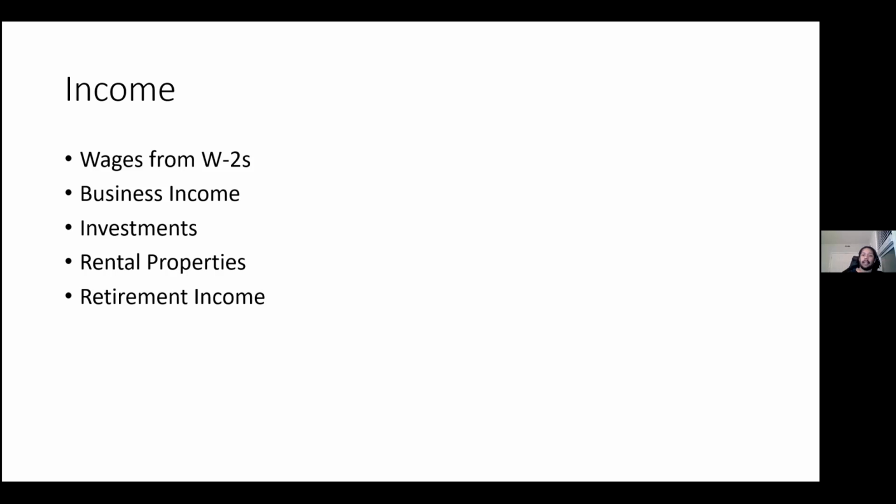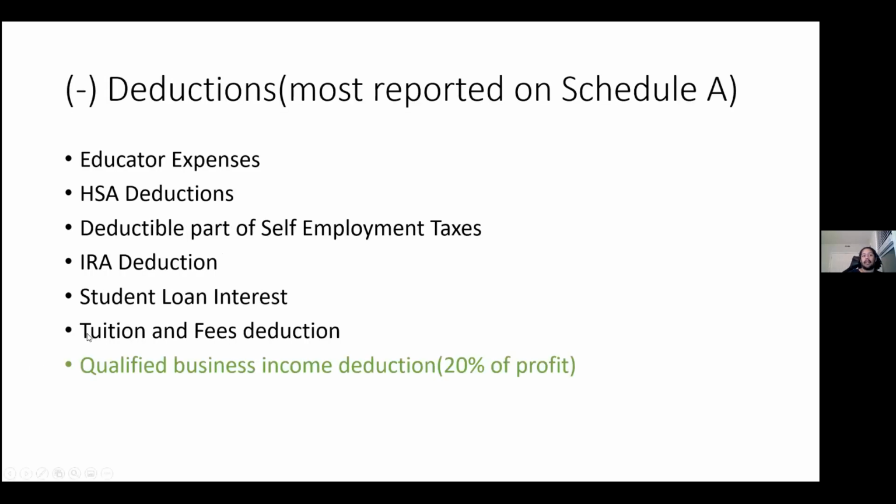So you have your income first as your base. And then I have minus deductions, mostly reported on Schedule A here. So your deductions are not credits, but they reduce the amount of income that the IRS will take into account when it assesses you for that final number. So just like income, I have just some of the most common ones on here.